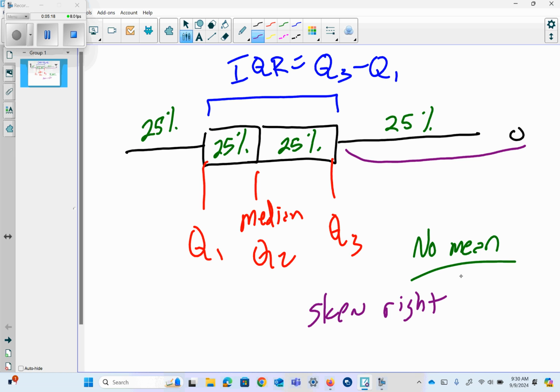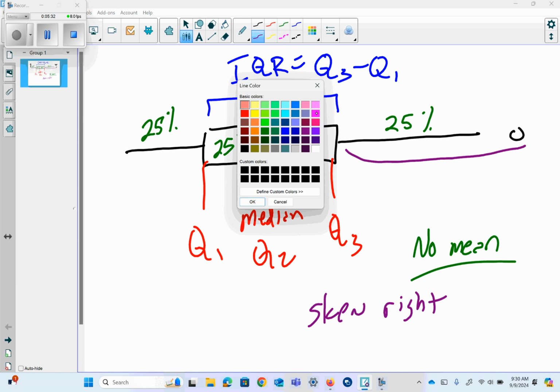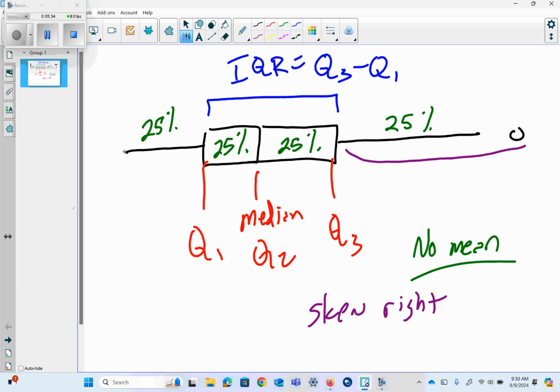Then at the very bottom of that page for 1-9, it talks about the 5-number summary. The 5-number summary takes place like this. So let's pick a, ooh, we're going to go with a nice pink. Oh, that's so pretty. All right. This is the min.